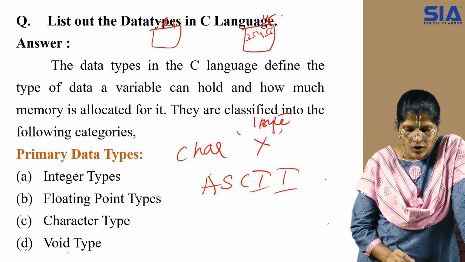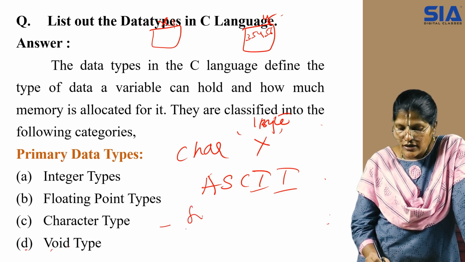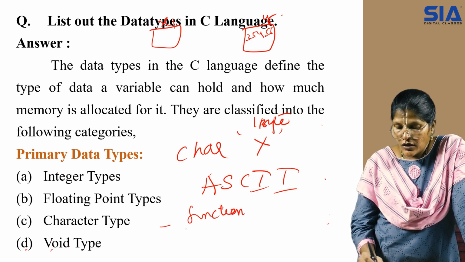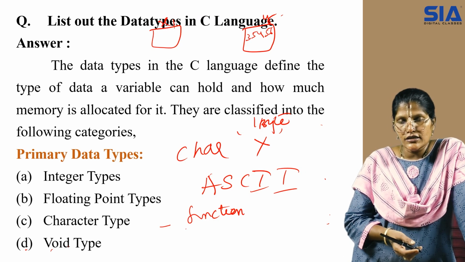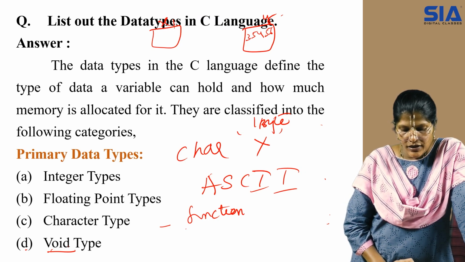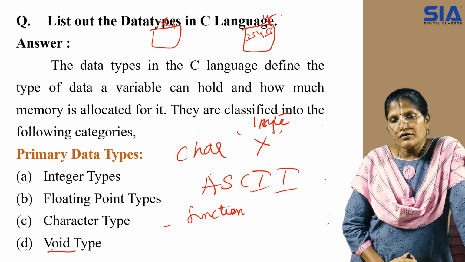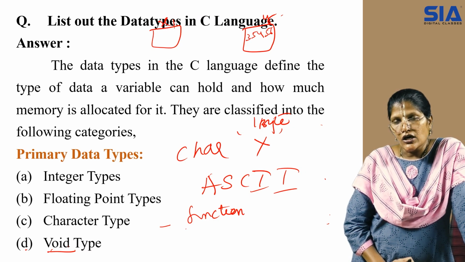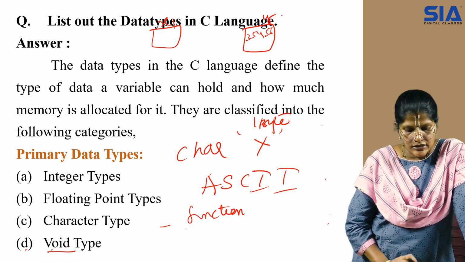Now what do you mean by void? Void is a data type mostly used in functions when we don't have any particular return value to be returned to the system. Void is mostly used within functions where we don't want anything to be returned, not even a value. So these are the primary data types within C.